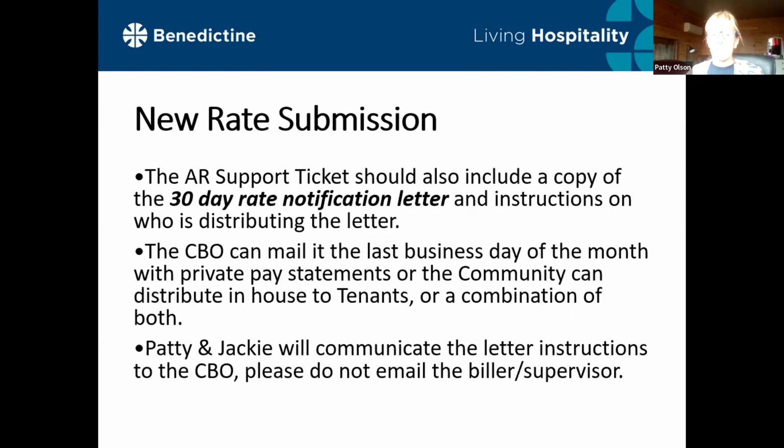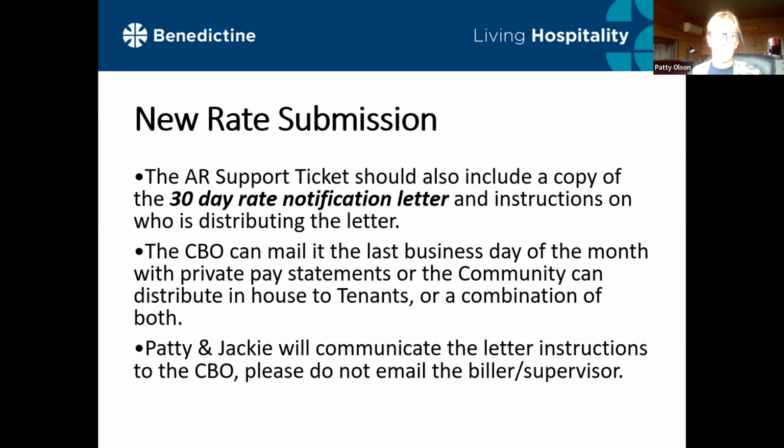The AR support ticket should also include a copy of the 30-day rate notification letter that you're sending to tenants and the instructions on who is distributing the letter. The CBO is always happy to mail that letter the last business day of the month. So again, if you're a January 1st rate increase, then we would need your letter prior to the December pre-bill on November 30th. So we'd like to get those at least a week ahead of time so we can get them printed and documented and scheduled for our billers to send out.